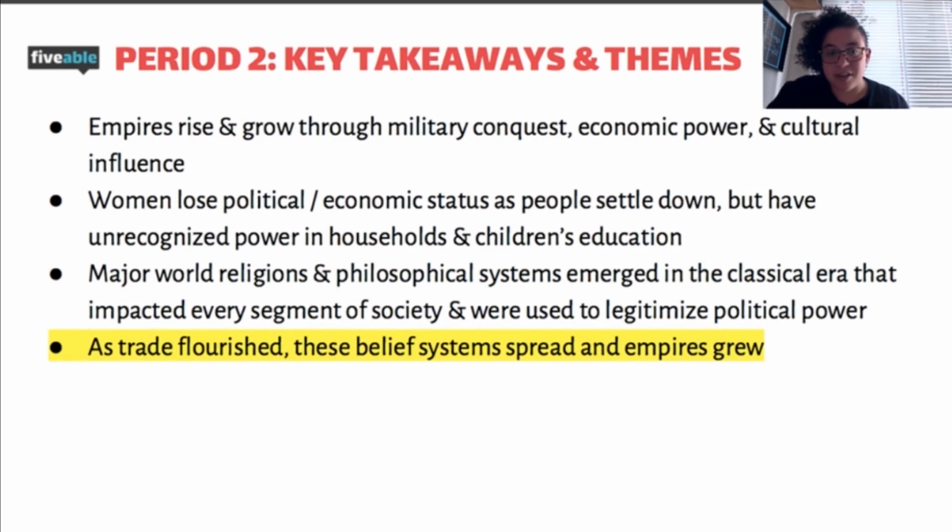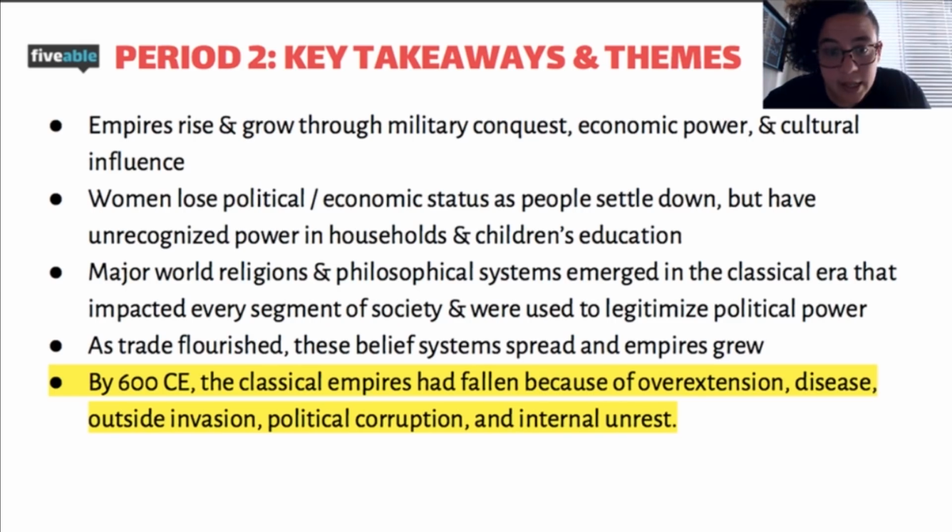As trade flourishes, as trade gets bigger, the belief systems spread, the empires grow, everyone's doing great until they get too big. So by 600, pretty much all the classical empires have fallen because they're overextended, because disease is coming in through trade, because invaders are coming in through the same roads that are being used for trade. The different leaders are corrupt and things get kind of crazy. So by 600, most of these empires have fallen, but not before making massive impacts on culture and social society that will lead into other civilizations.